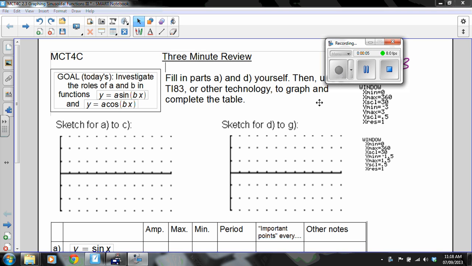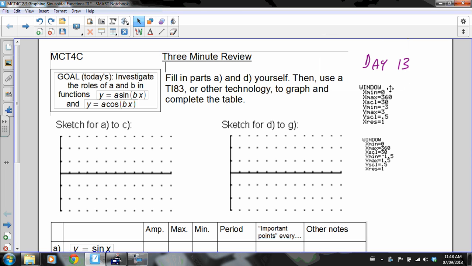MCT4C, day 13. This is our second day of translating trig functions. The 3-minute review is actually most of the lesson, and it's a bit of a calculator exercise. So if you don't get to this in class, you'll have to download the TI-83 emulator and install that. And hopefully I've talked about that in class, and if not, you can remind me to.